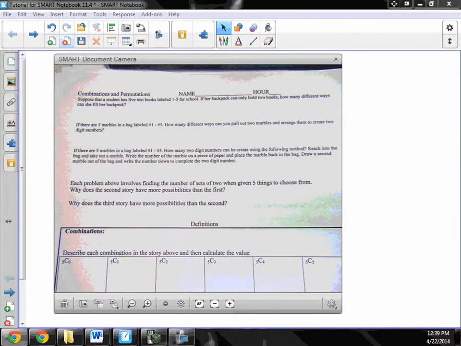So, first paragraph. Suppose that a student has 5 textbooks labeled 1 through 5 for school. If her backpack can only hold 2 books and she's not too injured, how many ways can she fill her backpack?